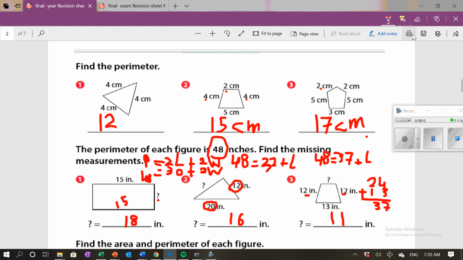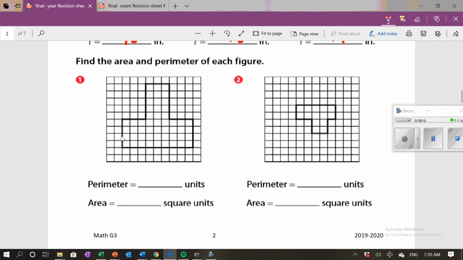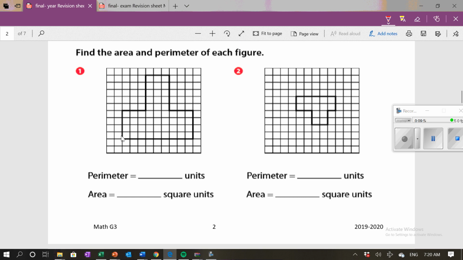Let's go down. Okay, find the area and the perimeter of each figure. Here we have a grid paper. So in the grid paper for the perimeter, I have to find the length by counting the squares outside. So let's start from the starting point. You have to remember not to count inside, only outside.